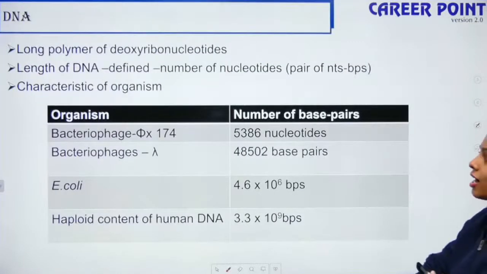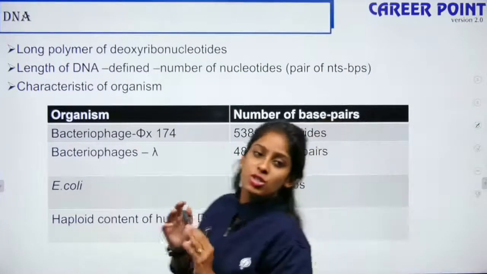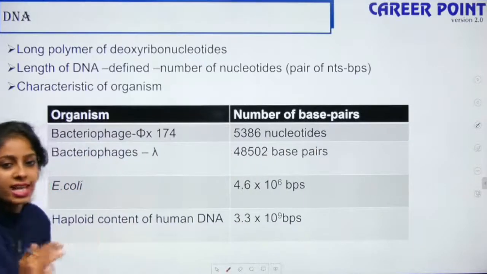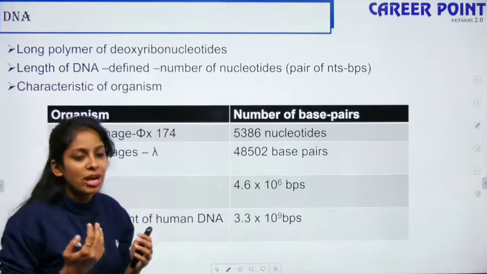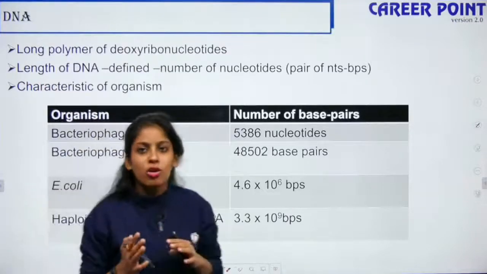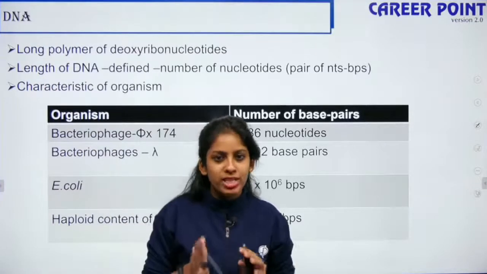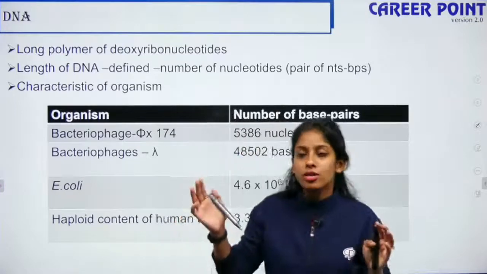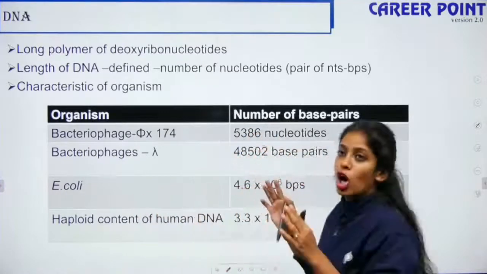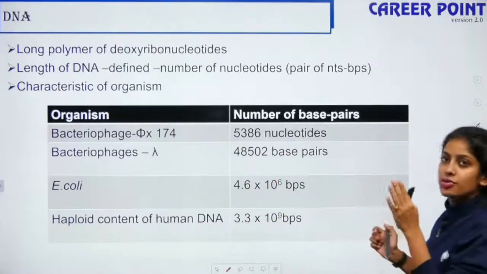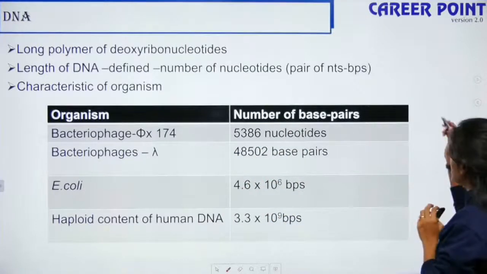Alright, so now talking about the most important molecule, that is your DNA. So DNA is our genetic material. It is a long polymer of deoxyribonucleotides. In biomolecules, when we were talking about proteins, I told you proteins are polymers of amino acids, right? So similarly, DNA is a long polymer of deoxyribonucleotides. So please get it clear.